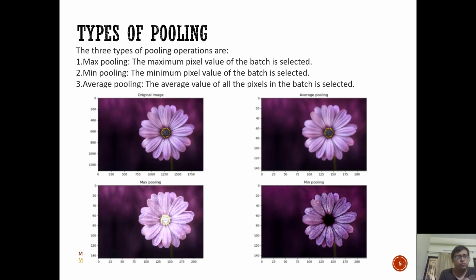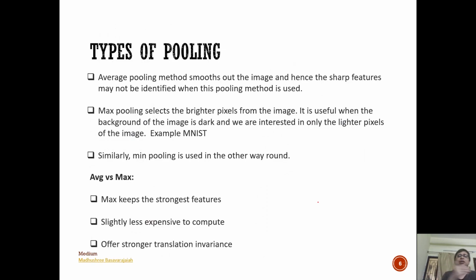So you might wonder whether all the other poolings are required or not. Average pooling actually smooths out the image, and hence the sharp features may not be identified. Max pooling has this advantage: as it selects the brighter pixels, it identifies the stronger, sharper features. You can apply max pooling when the background of the image is dark and we are interested in the lighter pixels, then max pooling is the best fit. An example is MNIST.